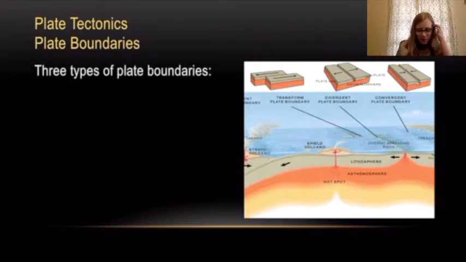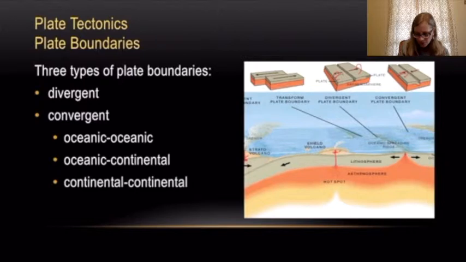All right, 3 types of boundaries. You guys got this just fine. We've got divergent, going apart, convergent, going together, 3 kinds: ocean to ocean crust, ocean to continental crust, and continental to continental crust. Transform. We really don't care about transform in this class because it doesn't make anything but metamorphic rocks, and I don't think we'll get that far.